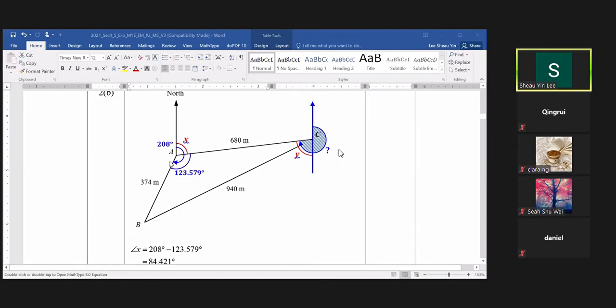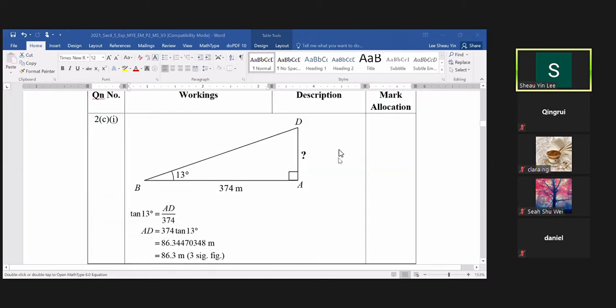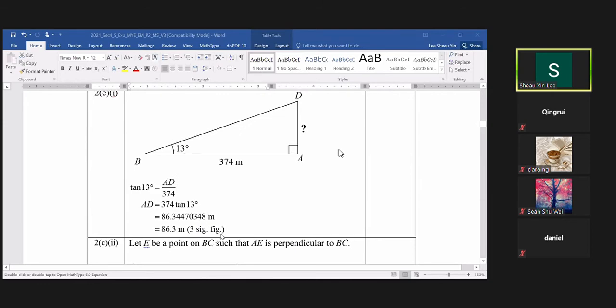AB is 374, they give you. There's this pole, and you have to identify where your D is. Once you identify the D, you play with your SOH CAH TOA. For a right angle triangle, you only play with SOH CAH TOA. So you look at this one, it's actually TOA, which is tangent, opposite over adjacent. Then you put it in the calculator, 3SF. There is no one decimal place here, all right? This is basically the length, 3SF.